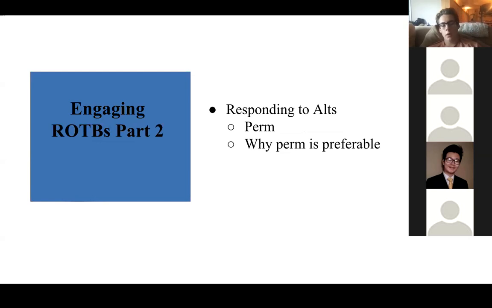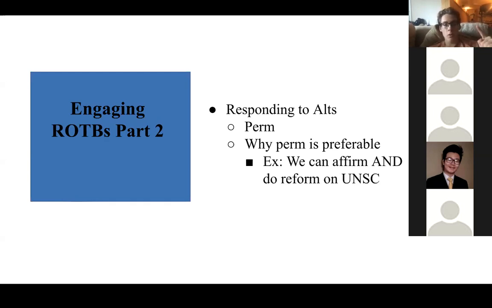Responding to alts. You want to do two things. So again, the alternative is what you do instead of affirming or negating if someone's running a K. That's what the alt is. So you do two things to respond to the alt. The first is that you want to permute. You want to explain why you can do both: vote for us, and also endorse the alt of the critique.